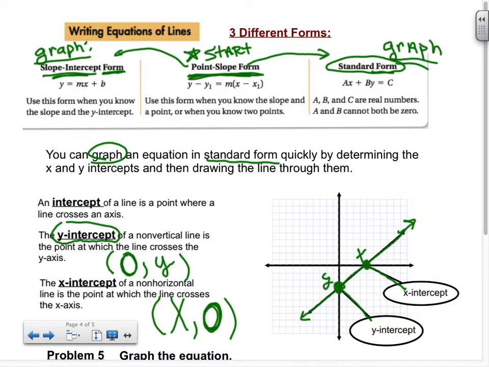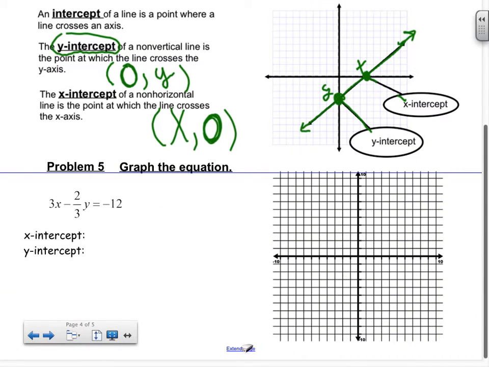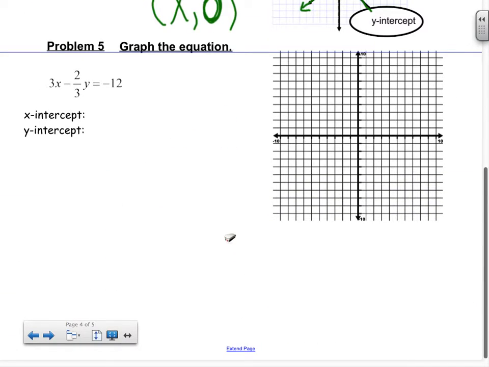Give me a second, I'm trying to find my cursor again. Here we go. Our job is to graph this equation: 3x minus 2/3 y equals -12.